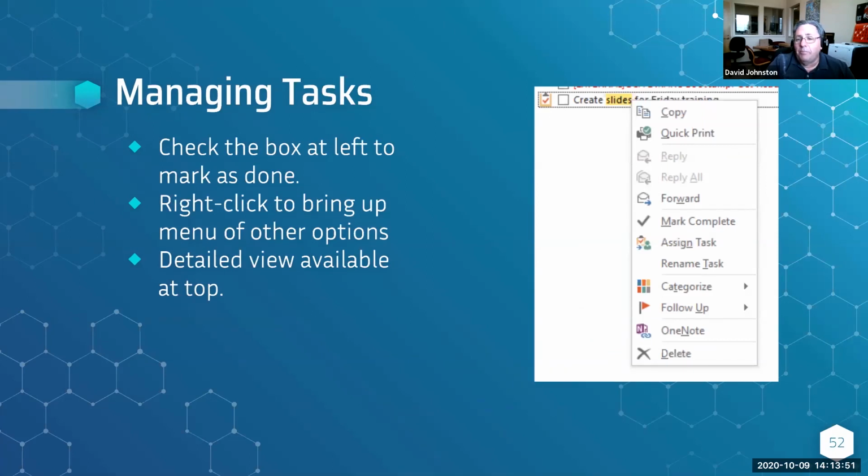Once you've got that task in place, so I had a task, create slides for Friday's training, there's a little checkbox to the left I can use to mark it done. If I right click on it, it brings up a number of options there. So I can forward a task, I can mark a task complete, I can assign the task, I can rename it, I can categorize it, I can add follow-up. So there's a number of options there for dealing with my tasks.